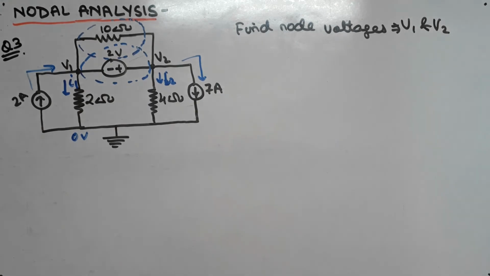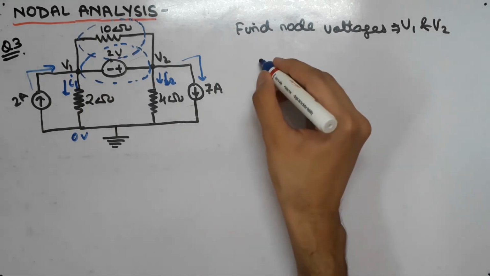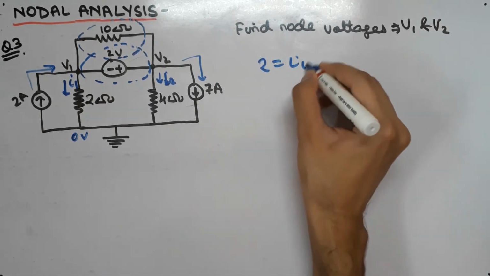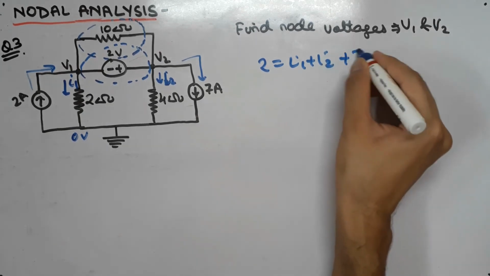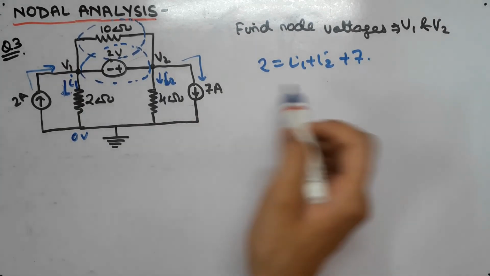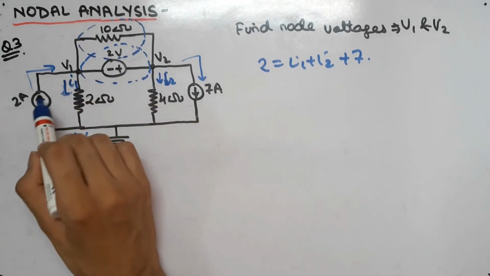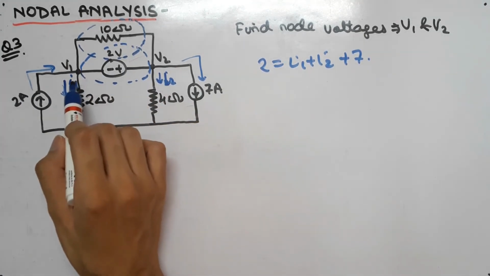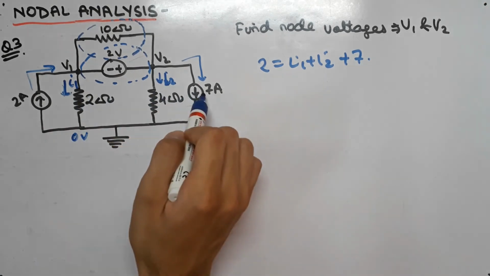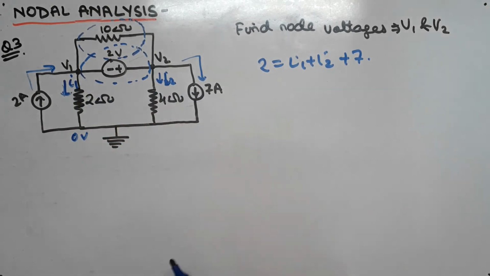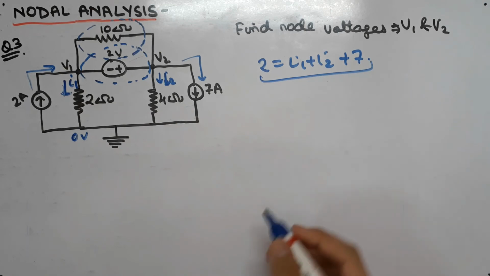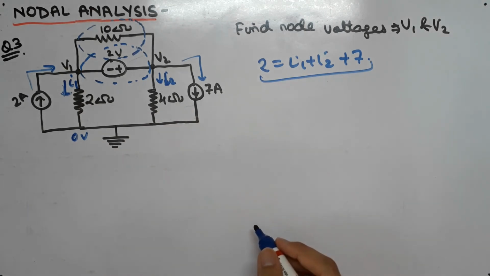So now we are going to write the KCL equation. That is 2 is equal to I1 plus I2 plus 7. We have got this equation by looking at the junction at V1 and V2. That is, 2 ampere is going into the junction and I1, I2 and 7 ampere current are flowing out of the junction. So we got 2 is equal to I1 plus I2 plus 7.